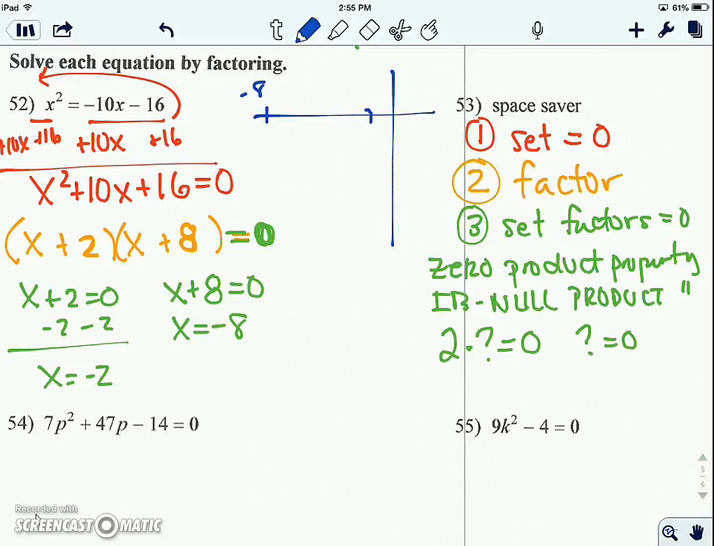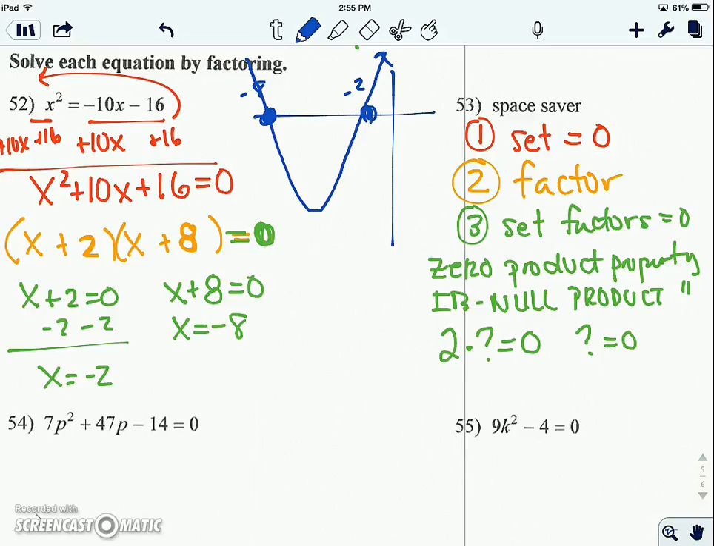this is -8, it's -2, it's going to do something like this. Okay, it's going to cross at -8 and -2. Those are its zeros or solutions.